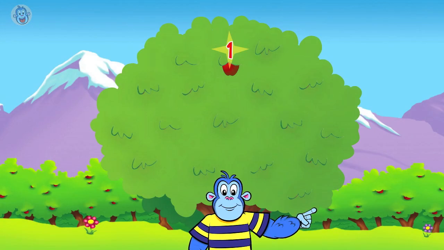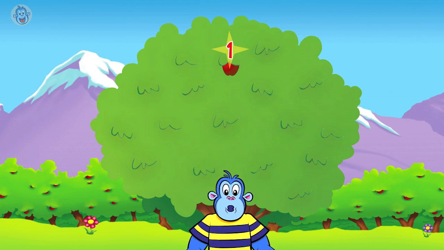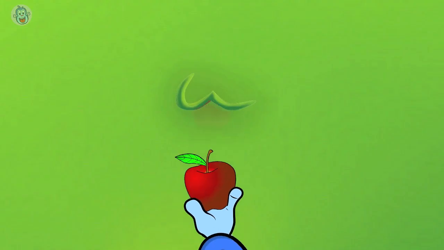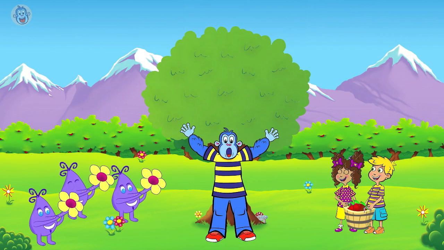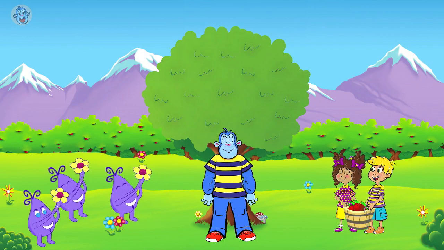1 candy apple hanging on a tree looking mighty tasty to me. If I pick it, then I share it with my friends. No candy apples left on the tree.